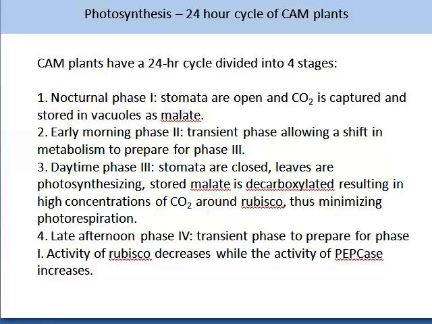Daytime is when phase 3 occurs. Stomata are closed, leaves are photosynthesizing. Stored malate is decarboxylated, resulting in high concentrations of carbon dioxide around Rubisco, thus minimizing photorespiration and also water loss. And the final phase, phase 4, late afternoon, is a transient phase to prepare for the phase 1. Activity of Rubisco decreases while activity of PEPC increases.